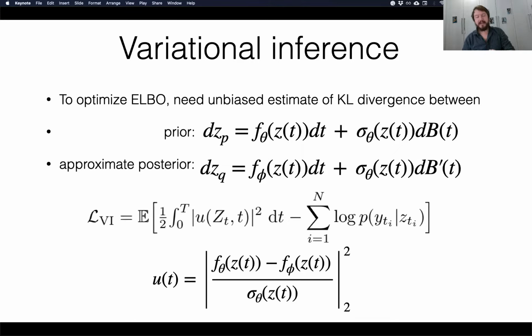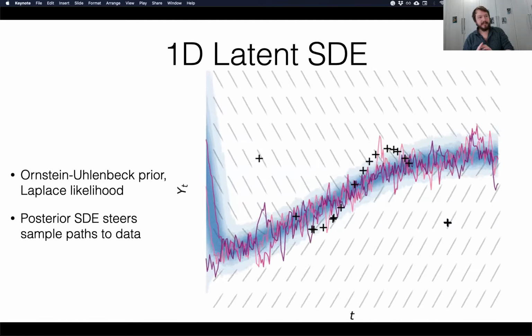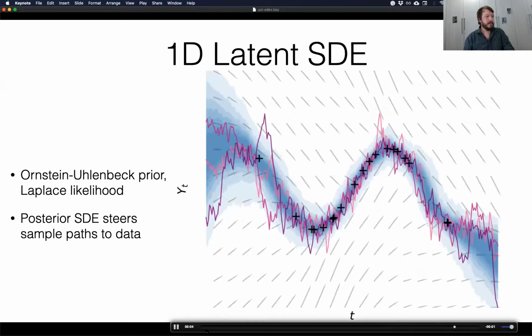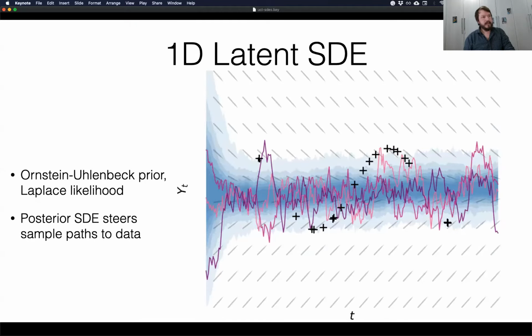Okay, I don't want to spend too much time on algorithms. Now the payoff: this is what fitting these models to data looks like. Here the crosses are actual data. I'm showing you the blue shaded area, and the purple sample paths are all from the prior. The prior is an OU process which says send the density towards the center.